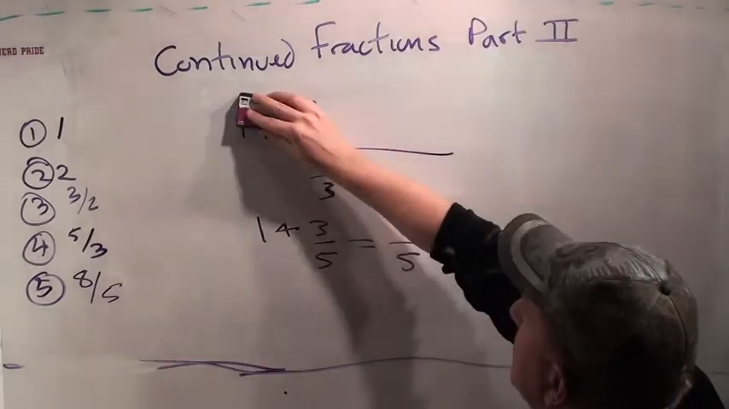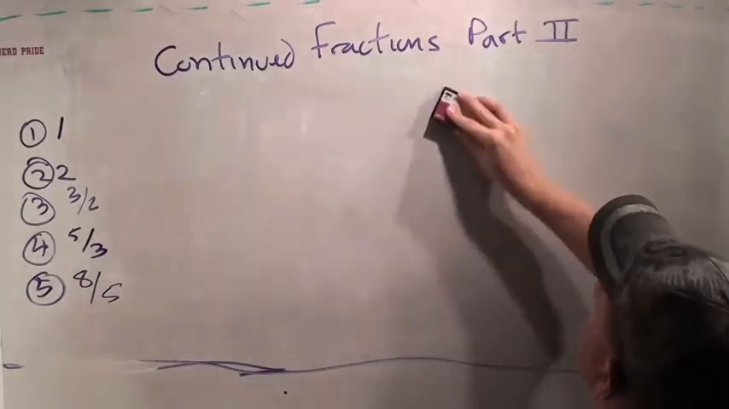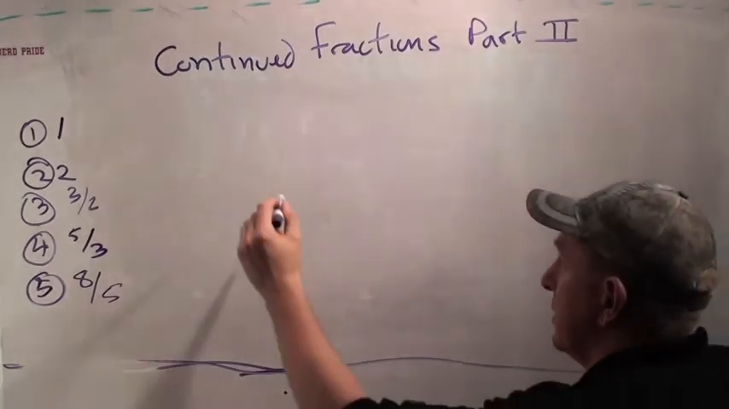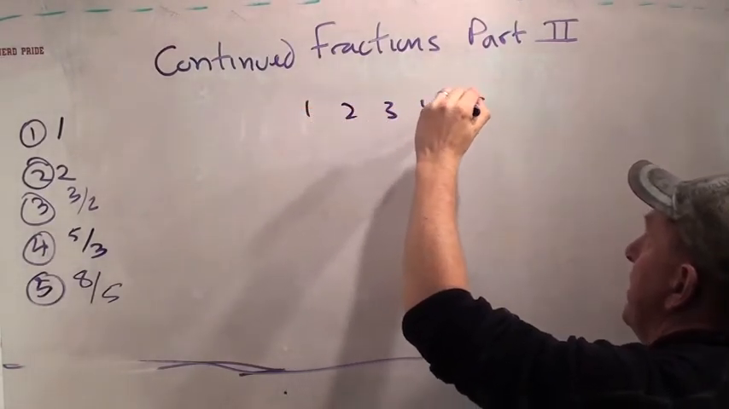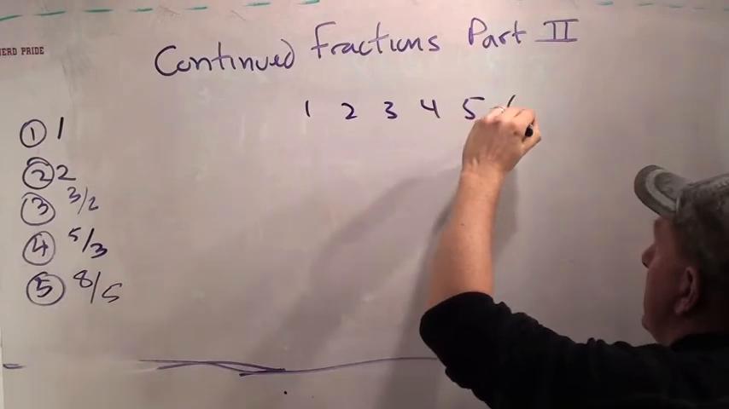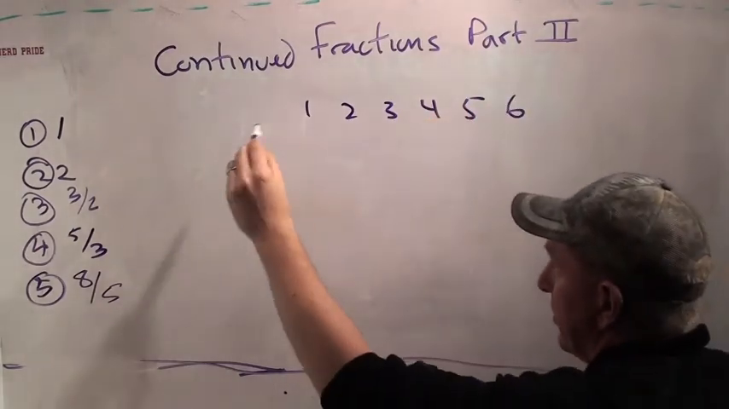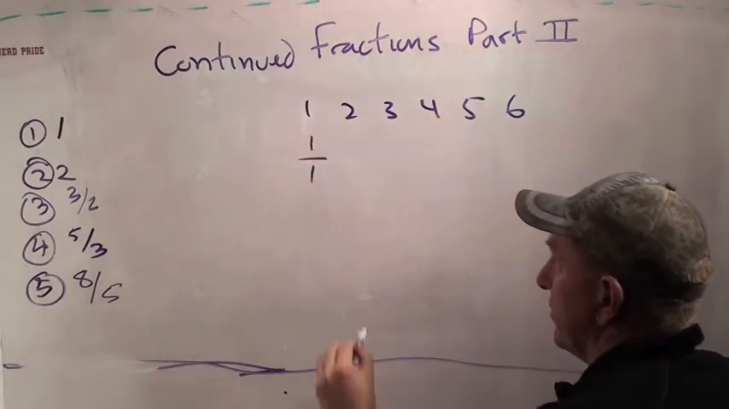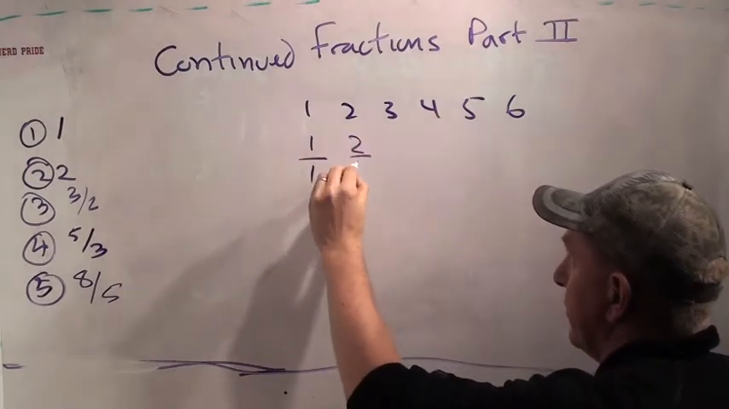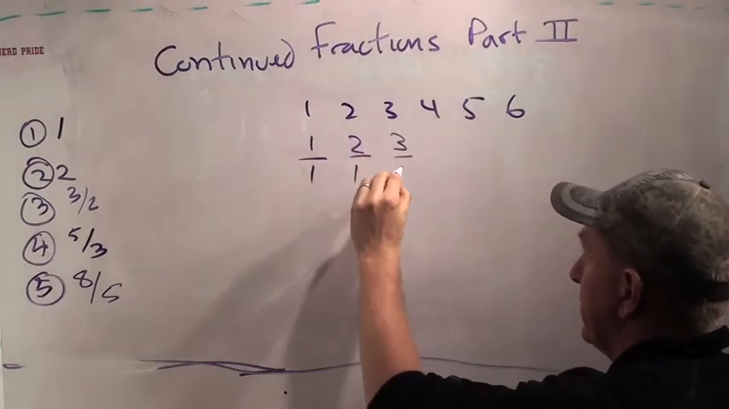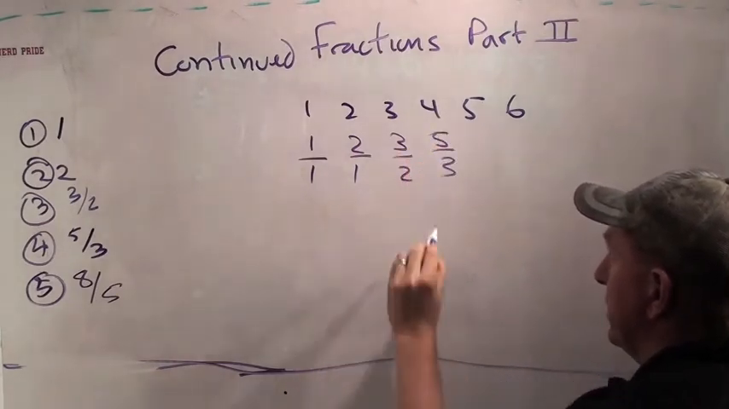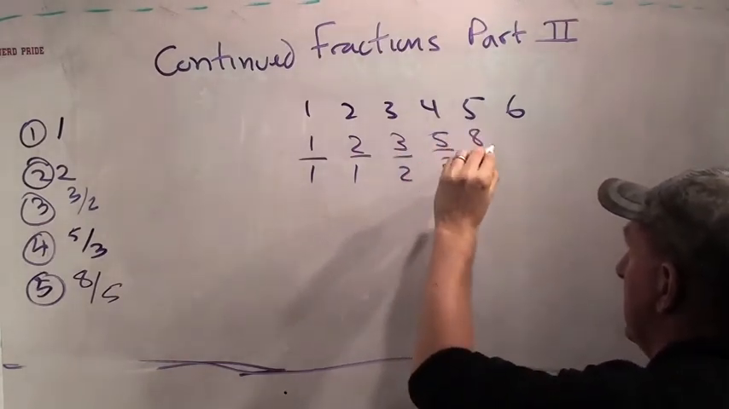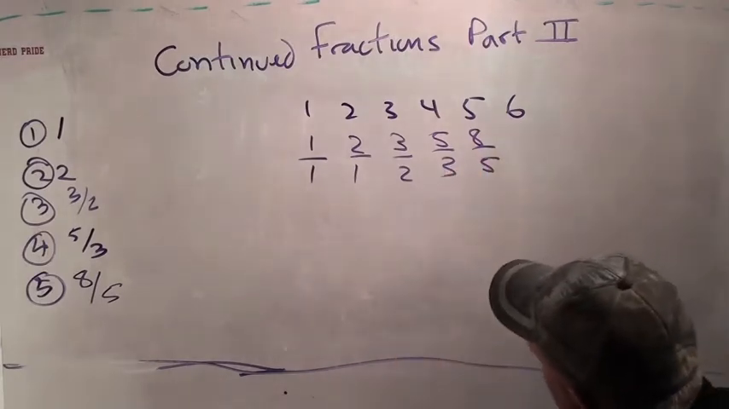Okay, so let's take a look at our numbers we have here. I'm going to write them all as fractions. So I'm going to write the first one, 1, 2, 3, 4, 5. Let's see if we can guess what 6 is. But I'm going to write it as a fraction. So I'm just going to write 1 over 1. Then I'm going to write 2 over 1. 3 over 2. 5 over 3. And 8 over 5.